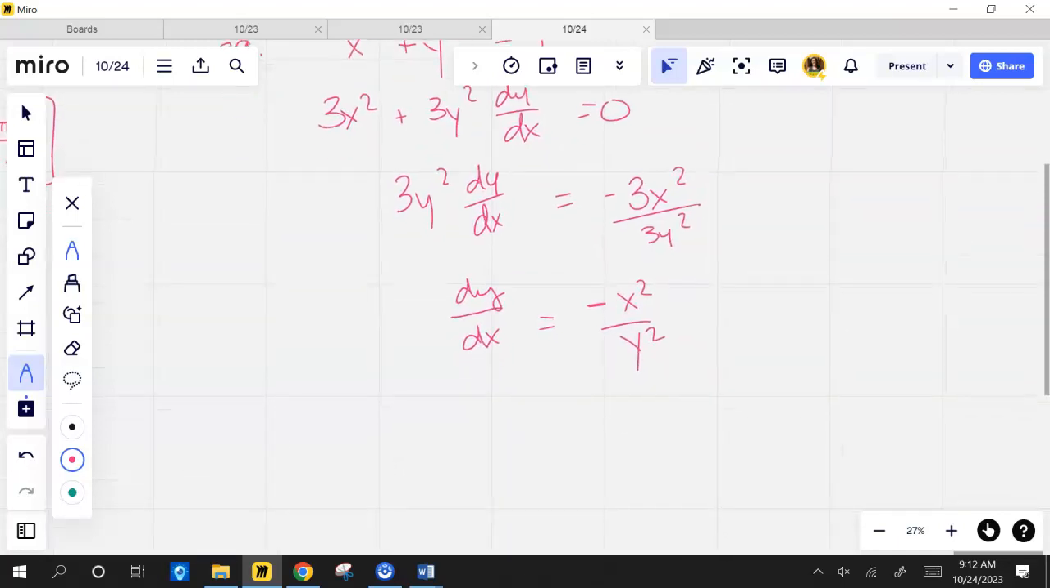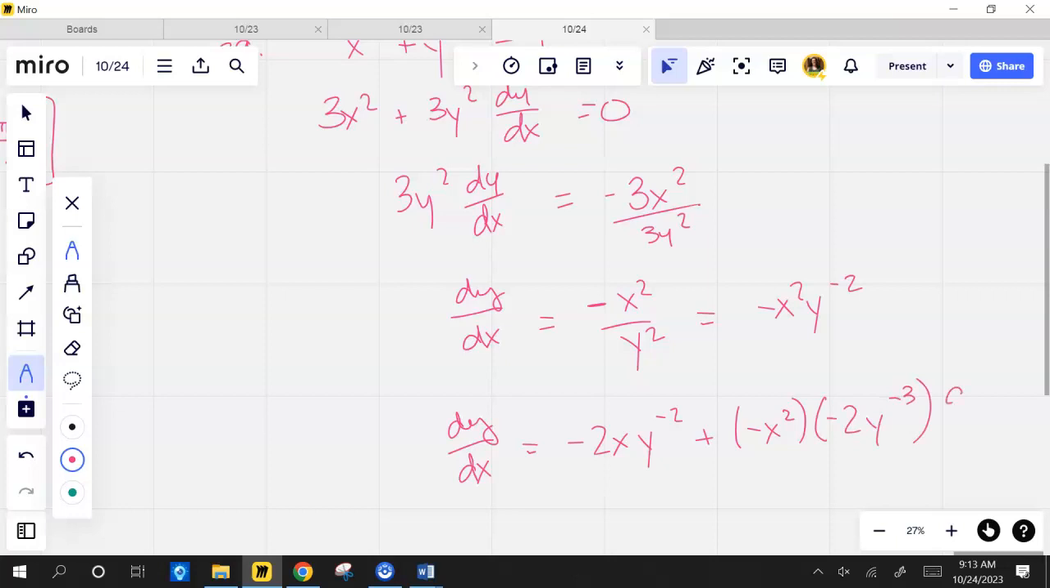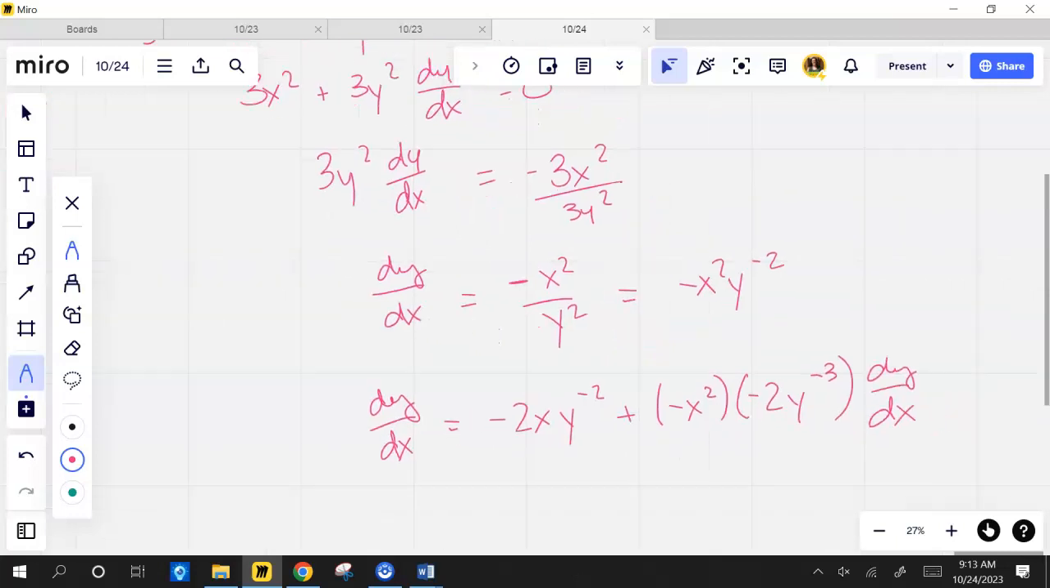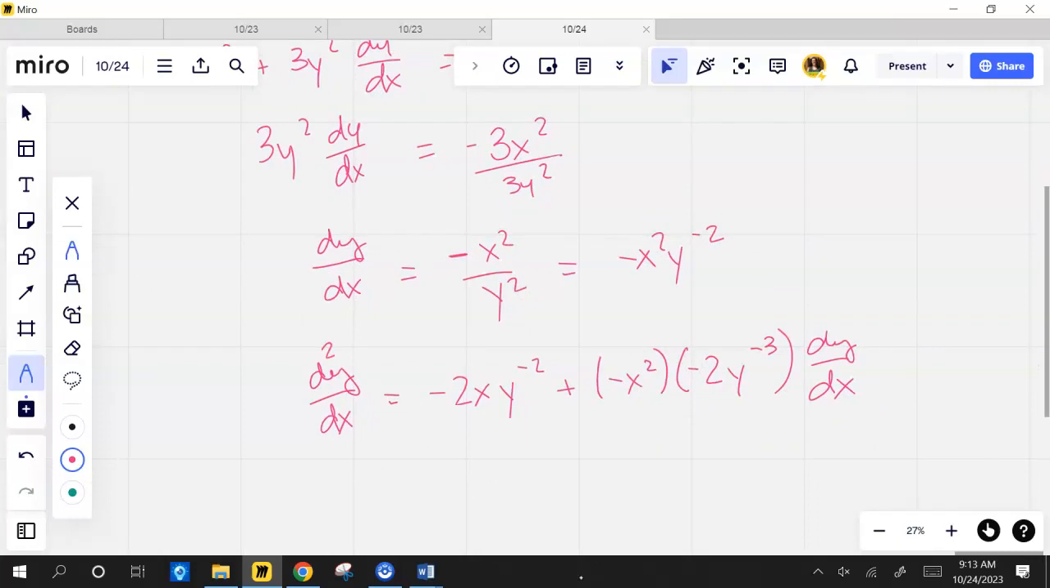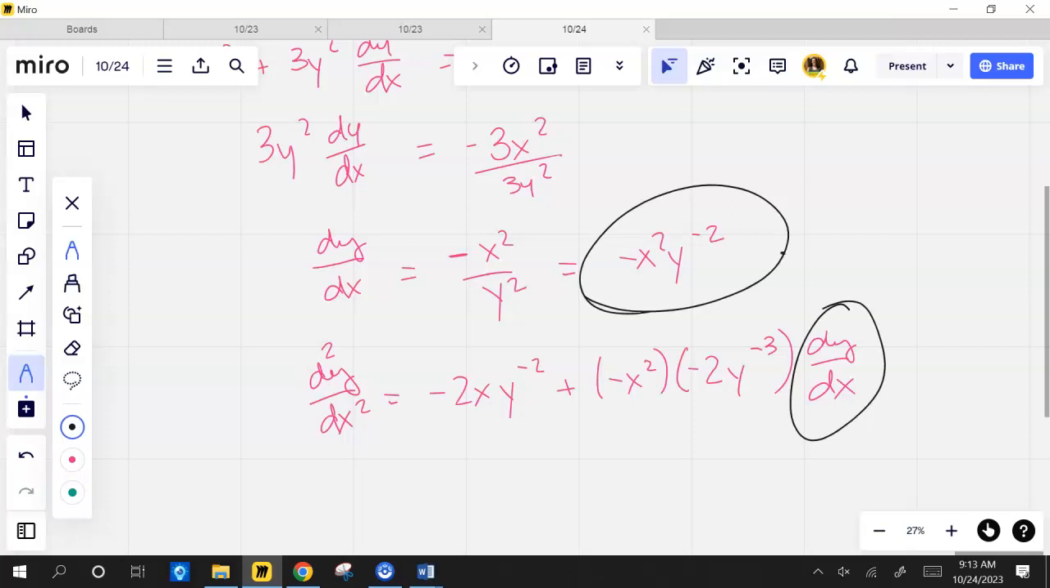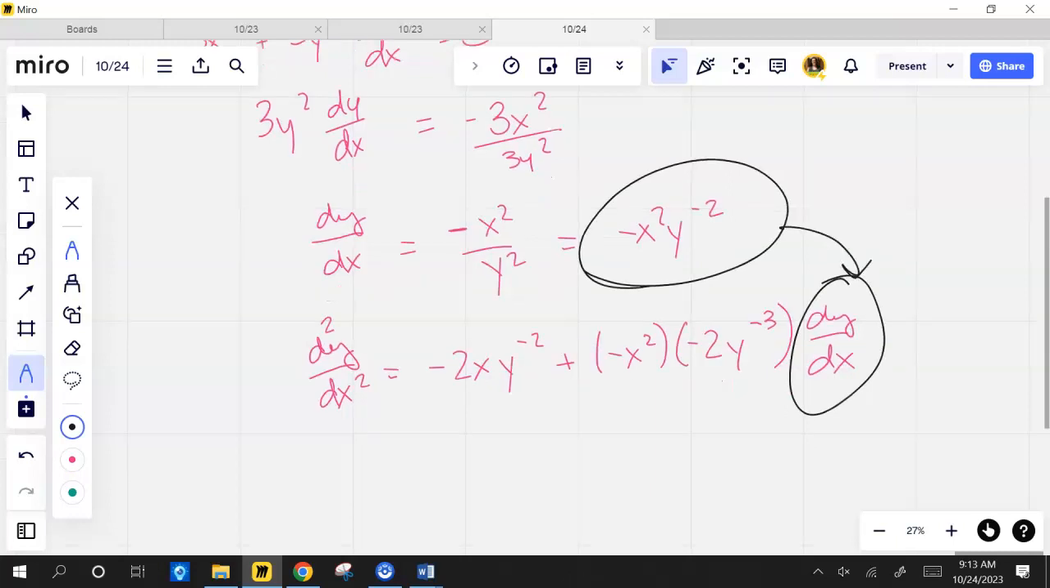Now second derivative. And I'm probably going to do this. Derivative of the first times the second plus the first times the derivative of the second. So negative 2y negative 3 dy dx. And of course, this is second. I need to replace this with this. And then I'll start cleaning it up a bit.